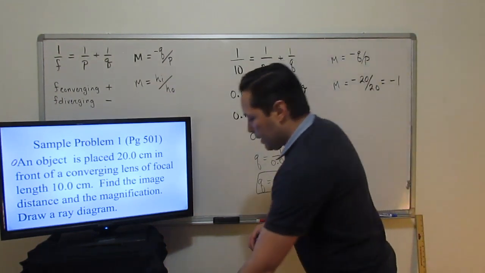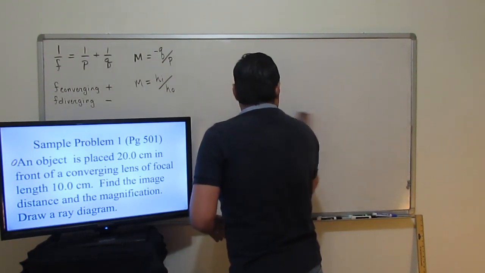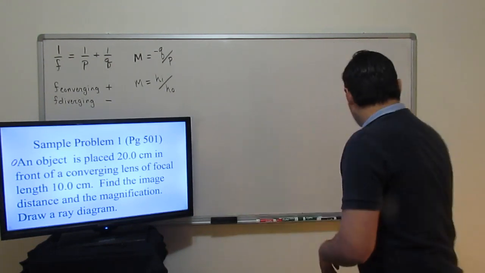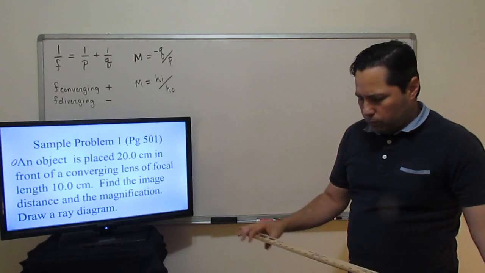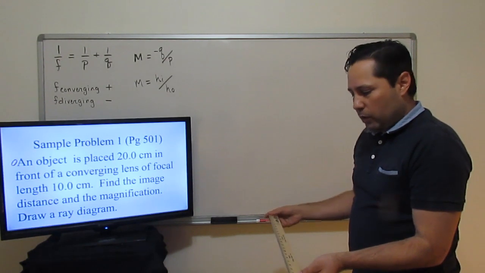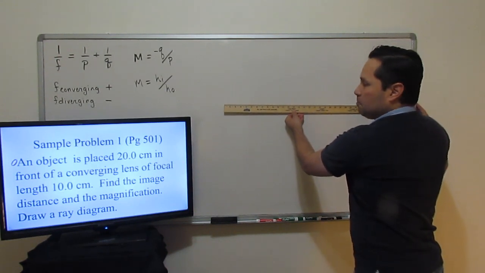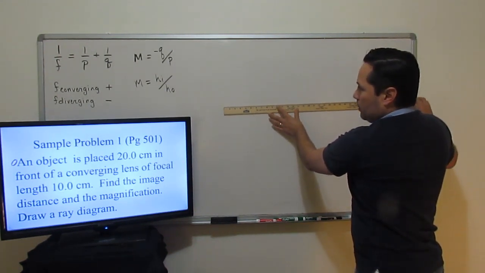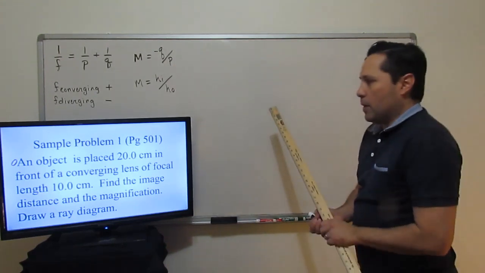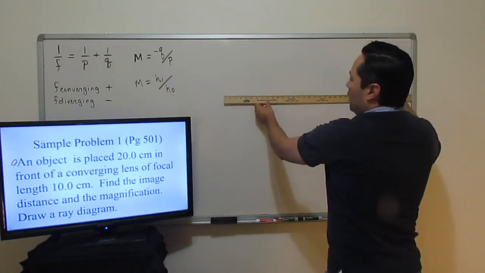Now let's go ahead and do our ray diagram. For our ray diagram, we're going to use, let's see, a meter stick, no, it's a yardstick, and we're going to use it with 20, 40, will it fit? Just barely, but yeah, it'll fit. Alright, so in this ray diagram, we're going to put where our image will be.